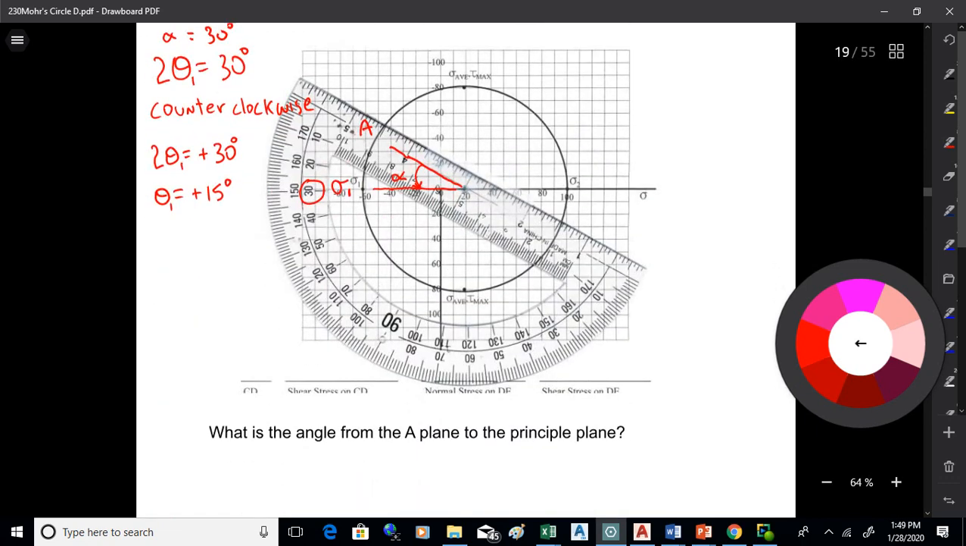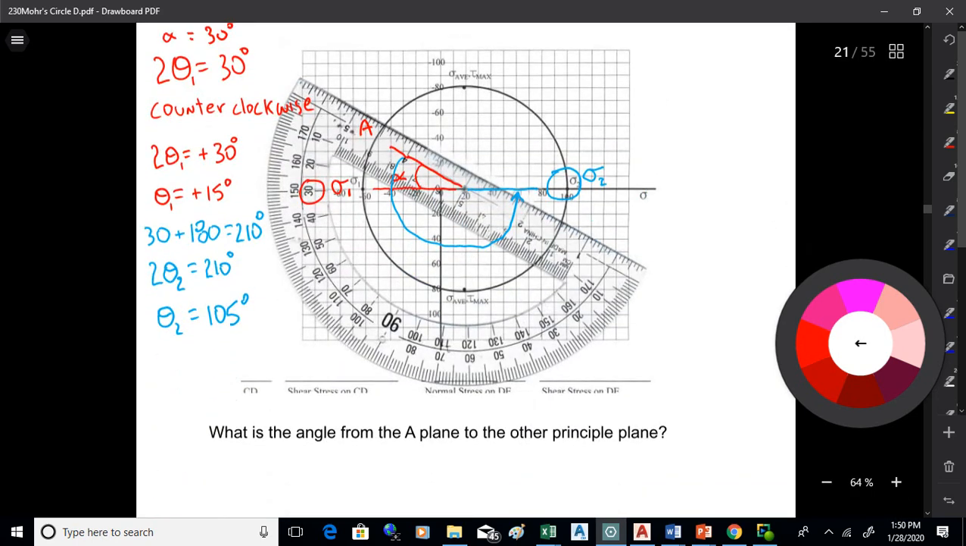Now I've got to remember to take half of it, because the circle is based on the 2 theta angles. So the actual angle is about 15 degrees. Where the tensile stress acts will be 90 more than that, and where the maximum shear acts will be 45 degrees more than that. So I find that angle, call it alpha, and take half of it, because in reality the true angle is half of what you get off the equation. 15 degrees.